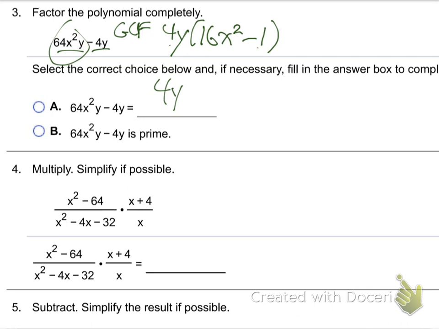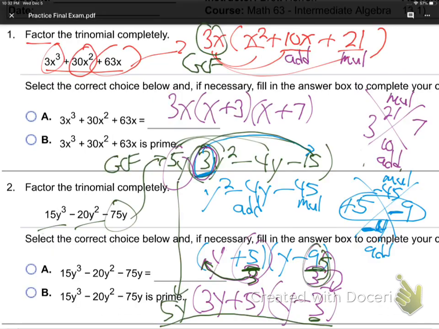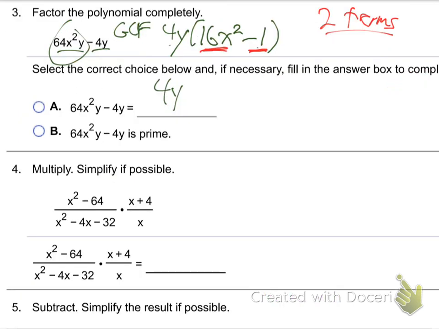What do you think we can do with 16x squared minus 1? What do we do when we have 2 terms? That's only 2 terms. See, on the last problem, we had 3 terms, and that's always slide and divide, or right here, again, we had 3 terms, and so that's the diamond thing. But when you only have 2 terms, what do? Double, double. This is 4x times 4x. This is 1 times 1. Remember that? So you do the 2 parentheses.